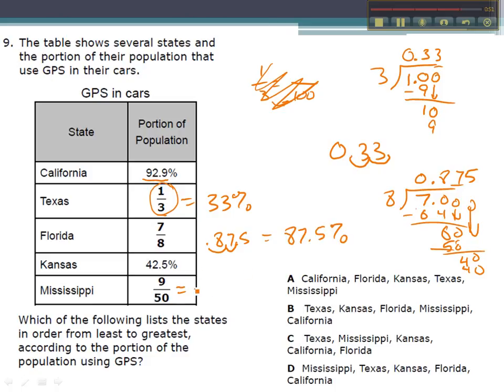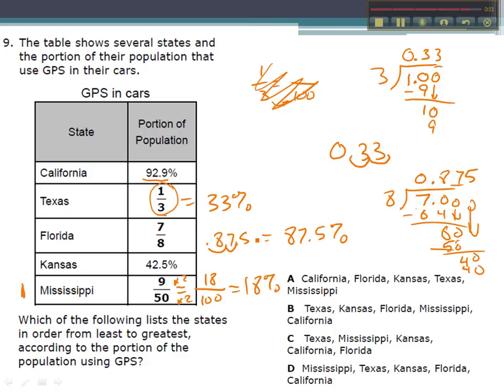9/50ths is a great one because we can just multiply by 2 to get 100, and multiply the numerator by 2 and we get 18/100, which is 18%. Remember, percent is per 100, so if you can get the denominator to be 100, you know the percent. Then putting them in order from least to greatest, we have 18% is the smallest, so Mississippi should be first.